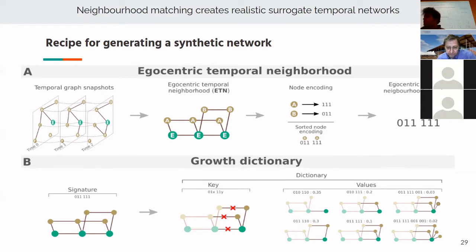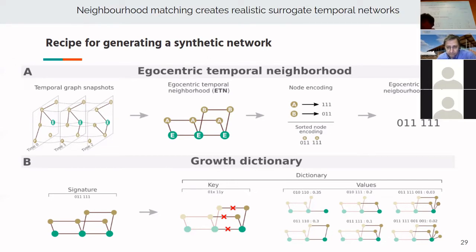And then, for instance, this key 01X11Y goes into, I don't know, 010110 with a probability of 0.35, because we know it, because we mined it in the original graph.